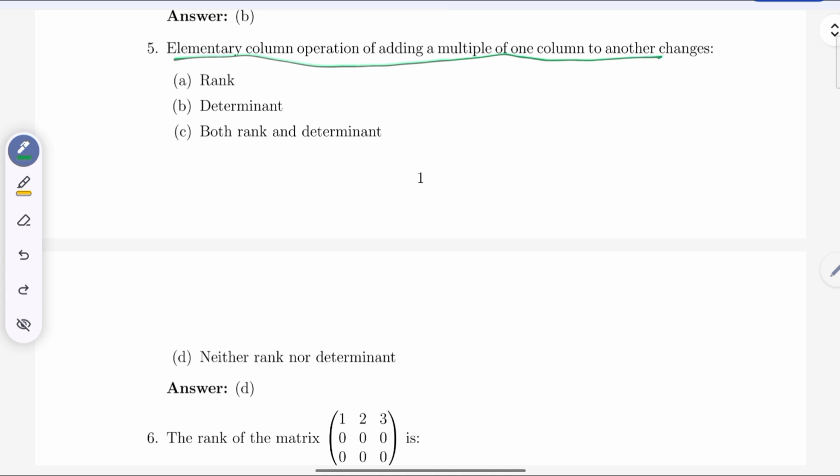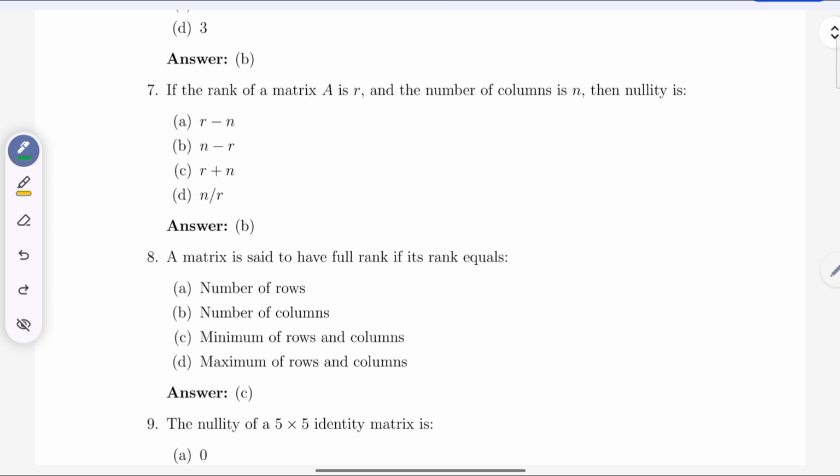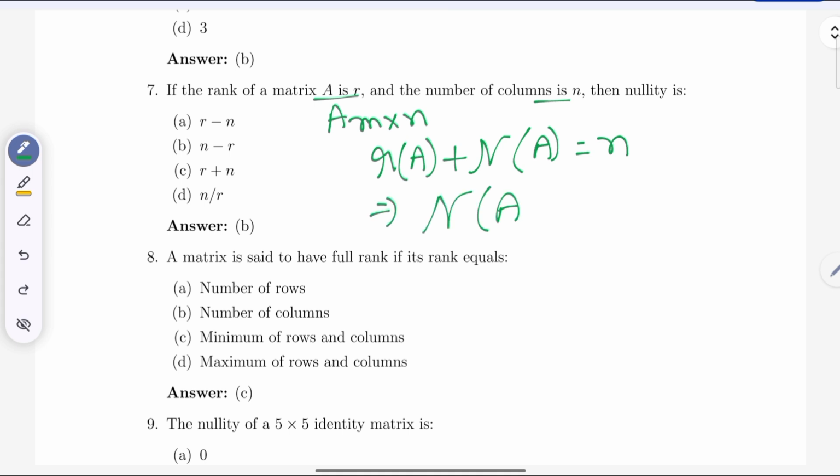Next question, elementary column operation of adding a multiple. So any elementary operation cannot change anything, so neither rank nor determinant. Option D is correct. In this question, this is a row reduced echelon form and there is one non-zero row. So rank is 1. If the rank is r, then we know that if A is an m by n matrix, then rank A plus nullity A is equal to n. Therefore, since the number of columns is n, nullity of A equals n minus r. So option B is correct.